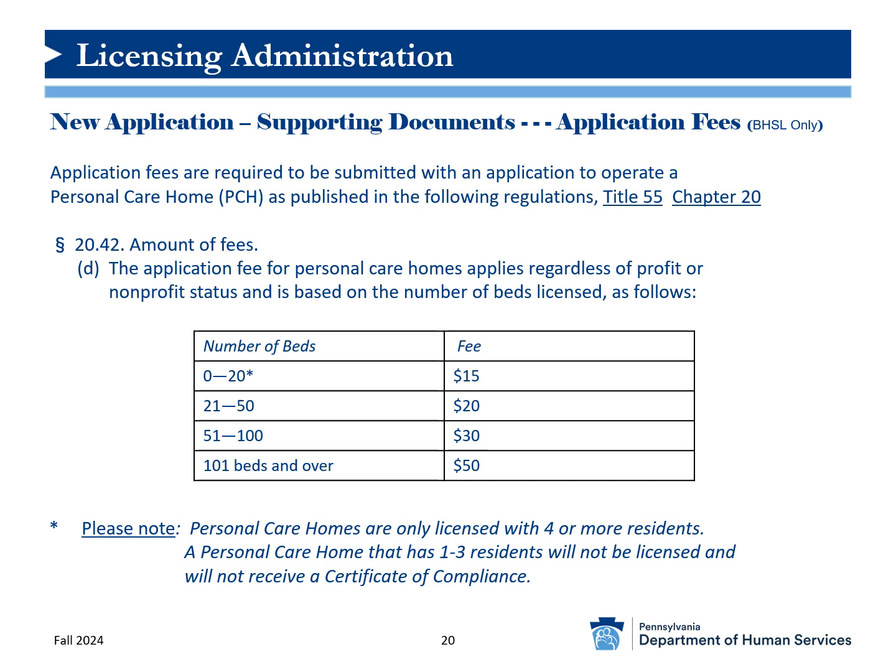Also to note is that personal care homes are only licensed with 4 or more residents. If there are going to be 1 to 3 residents in the personal care home, then it will not be licensed and you will not receive a certificate of compliance, so the application will not have to be submitted. It's only for 4 or more personal care beds to be licensed.